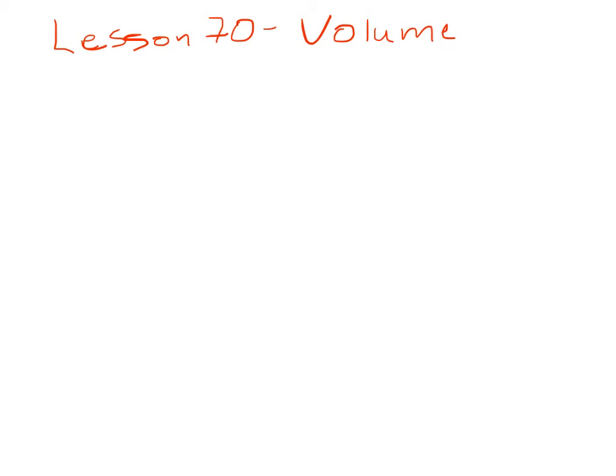Alright, 7th graders, lesson 70, volume here. Volume refers to, if you remember, we multiply the length times the width times the height, because volume tells us how much space an object takes up. So we need those three measurements to be able to figure out the volume of a figure.